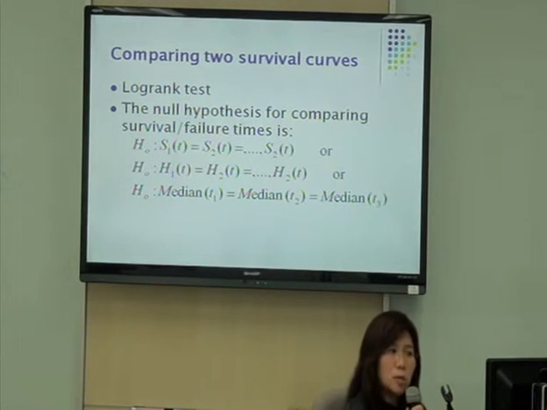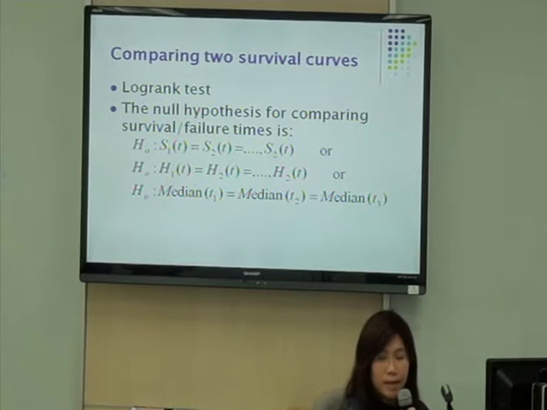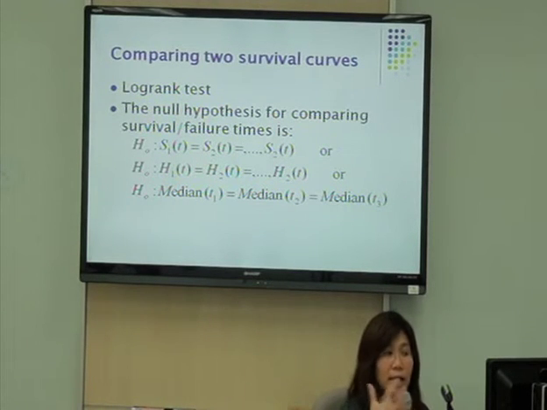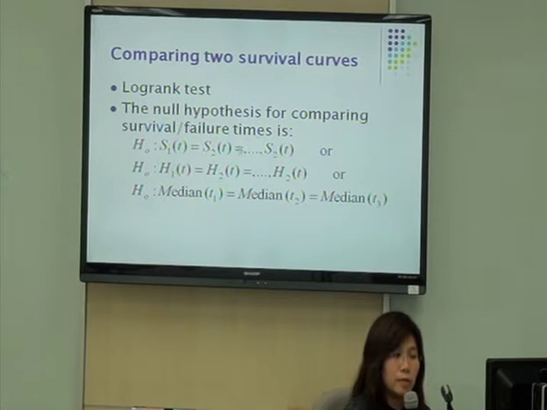And the null hypothesis for comparing is that survival function 1 equals survival function 2 equals survival function 3, or you might use hazard function 1 equals hazard function 2, or you might use median time 1 equals median time 2. It has the same meaning, just whichever you choose: survival probability or survival function, or hazard function, or median time. Okay, it can reflect the survival function also.